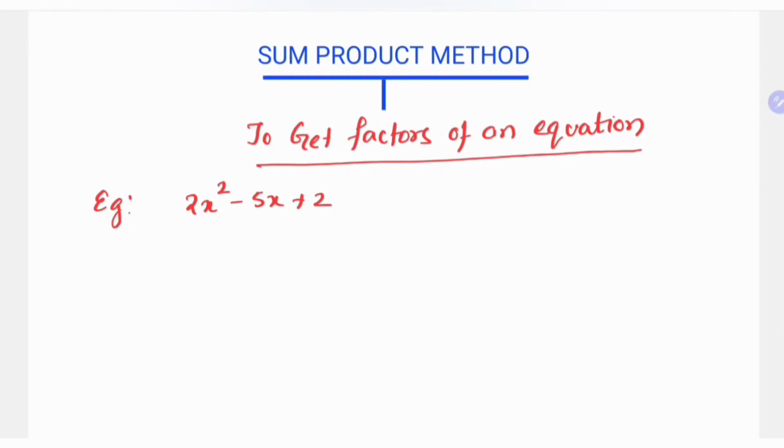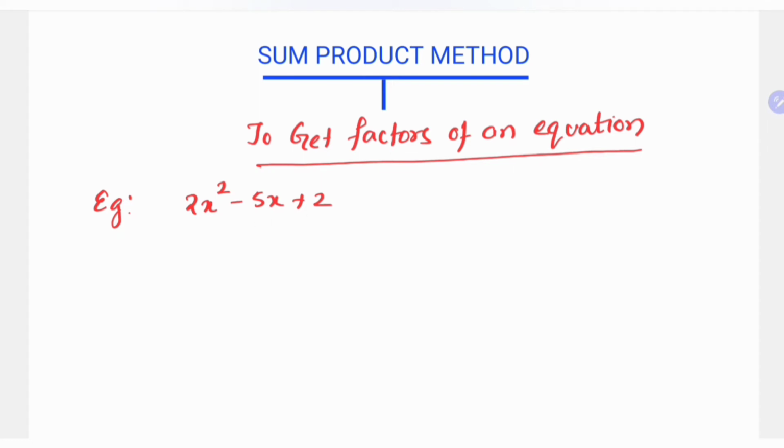Let's go through a topic on the sum product method. What is the sum product method? This is a method or a technique that is used to obtain the factors of an equation. Say for example, we have 2x square minus 5x plus 2. This is a quadratic equation. If you have to simplify this, or factorize this equation, or obtain the factors of this equation, then we use this technique.